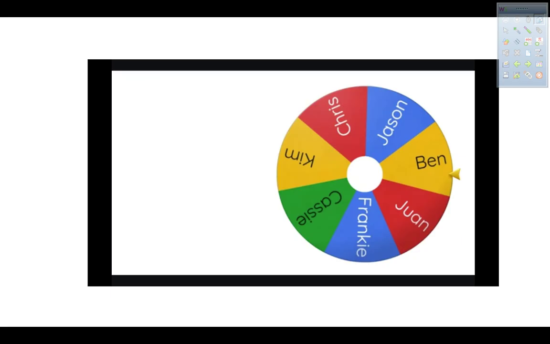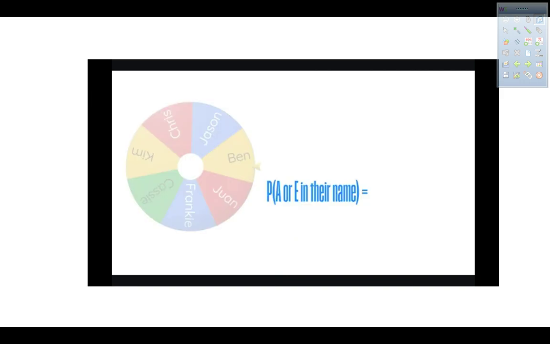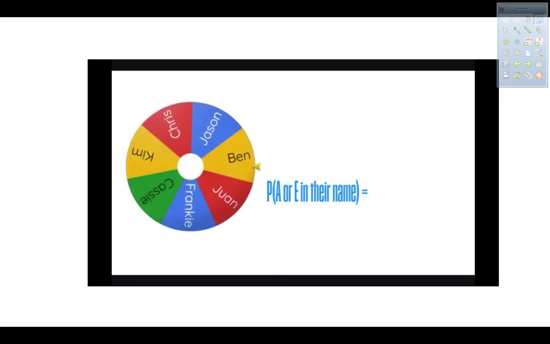This time, what are the chances the wheel lands on someone who has the letter A or E in their name? Well, if these were mutually exclusive events, to get the probability of A or E, we would simply add the 2 probabilities together. So let's try that. First, we will count the number of names. There are 7 total names on the wheel.